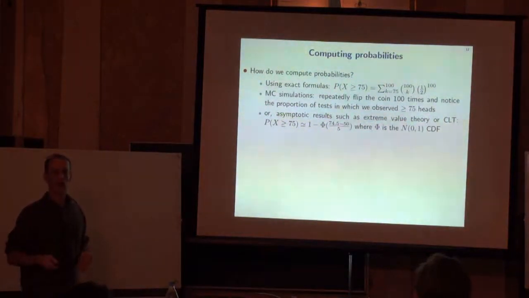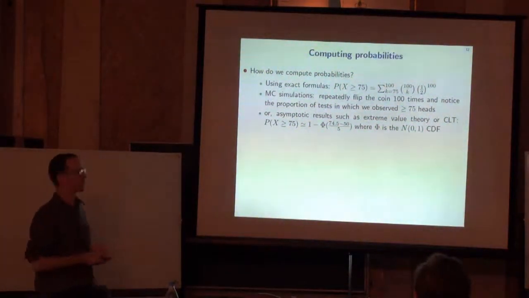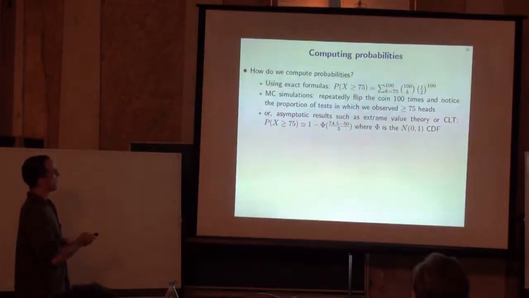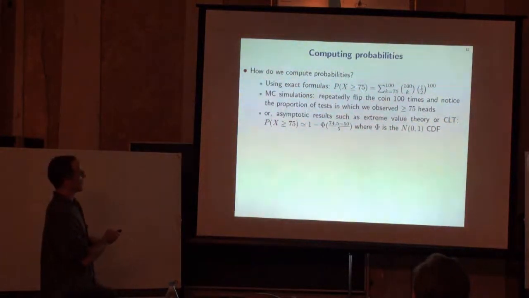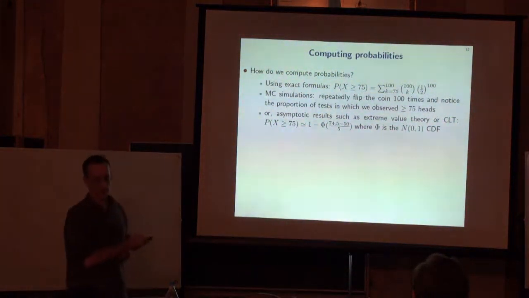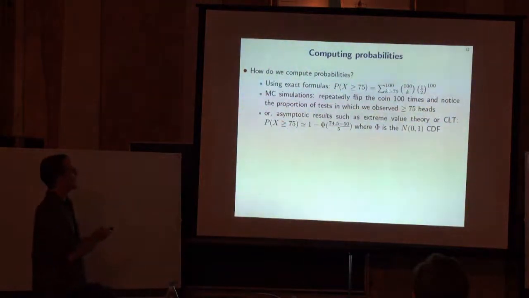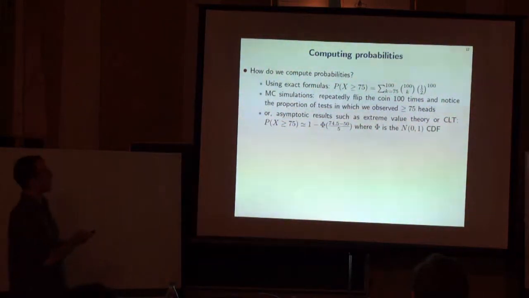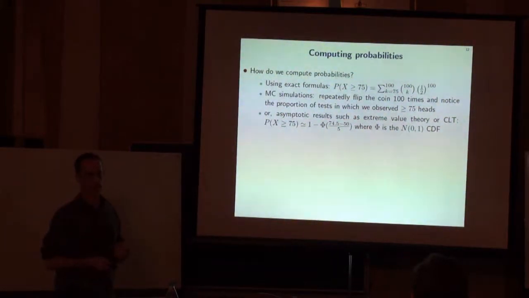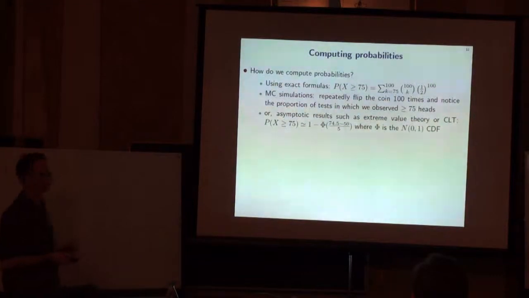In our simple coin example, the binomial, I simply sum up. I want to know the probability that I'll see more than 75 successes, so I sum up over all values more than 75. I sum up the probability of the binomial random variable attaining that value. So that's using exact formulas.